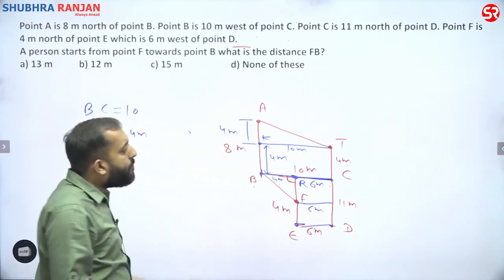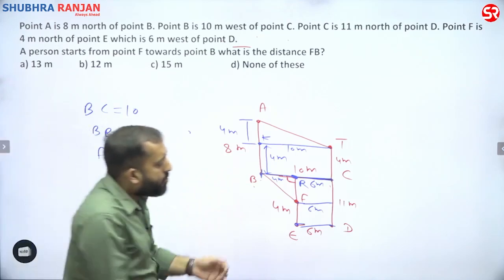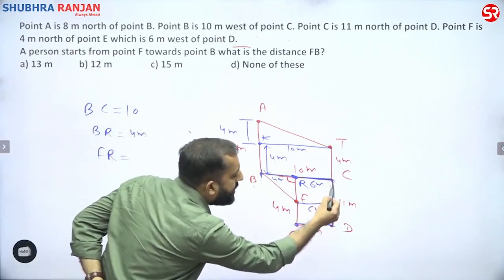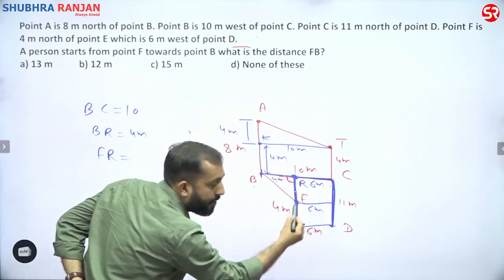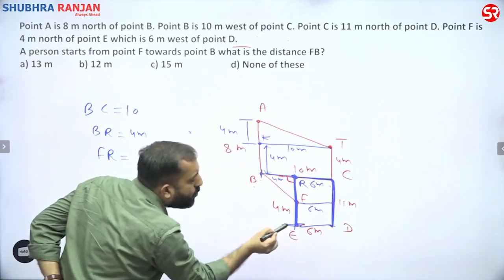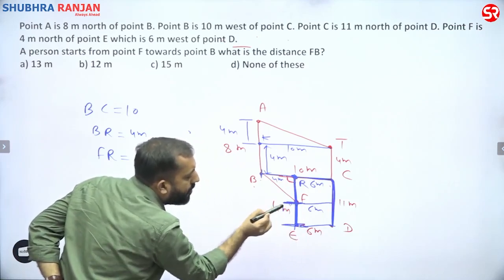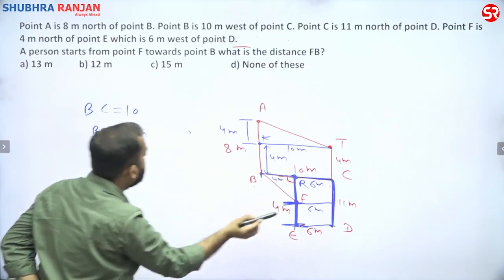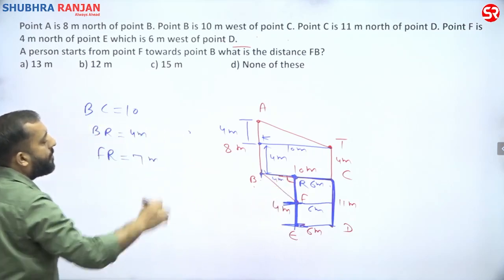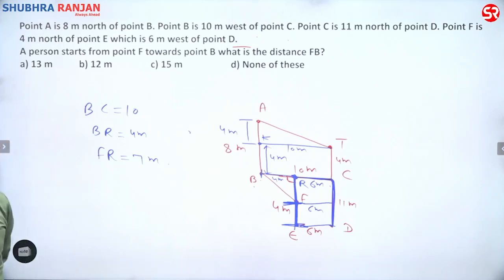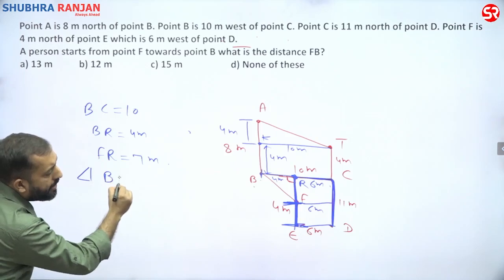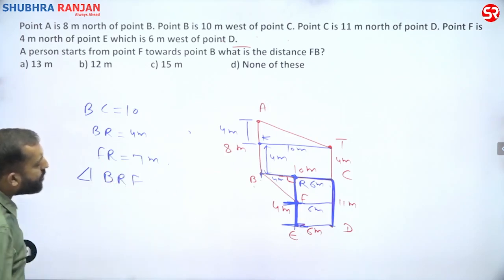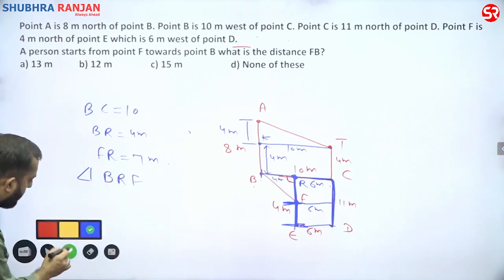Now, see, we want to find out F to R. So see, C to D is 11. Then R to E must be 11. Now E to F is 4, then F to R must be 7. Clear? Now applying Pythagoras theorem on the right angle triangle BRF.